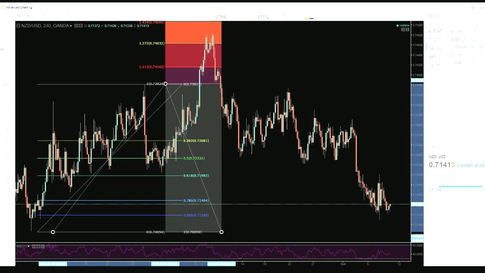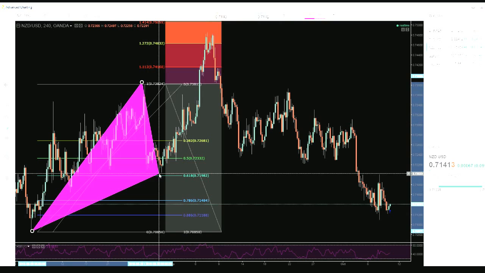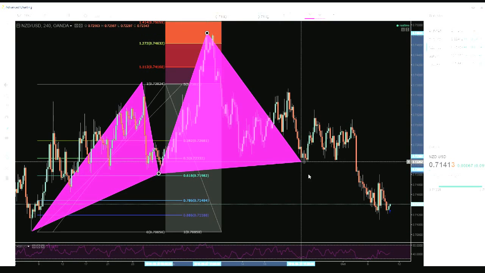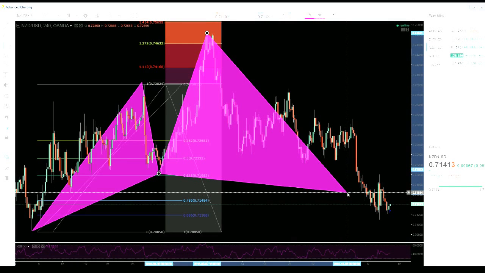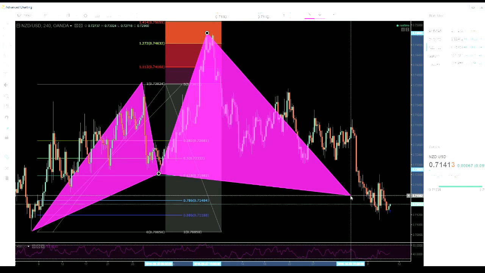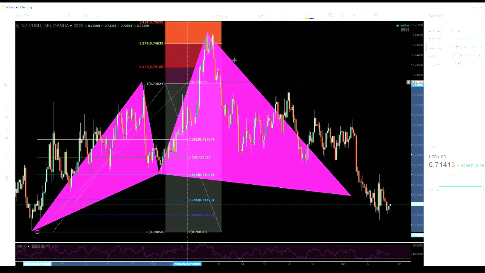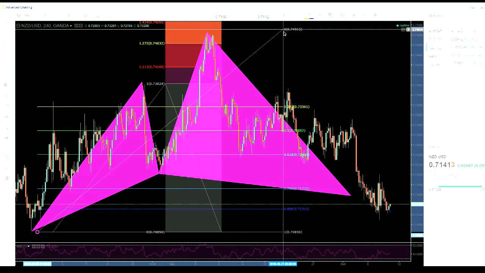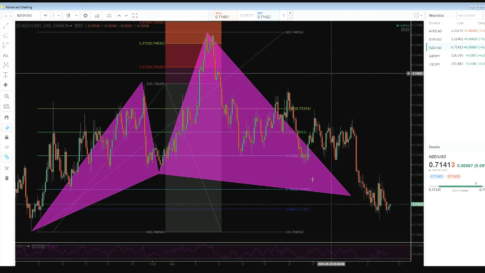Okay, so the first move is going to be X to A to B. And then you've got B to C up here. And then D completion was down, not quite as low. I think it's right in here. Let me draw these fibs up here. Let's raise these up, right there. Okay, so I'm a little low here.